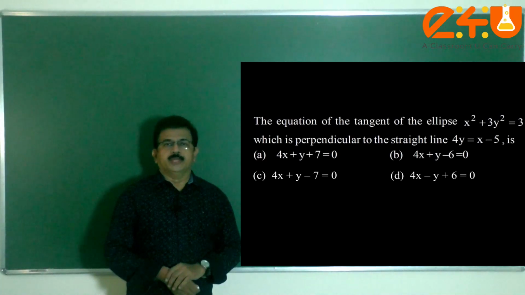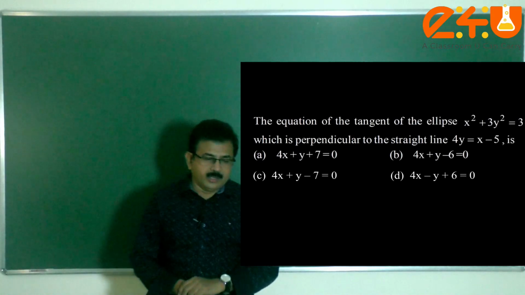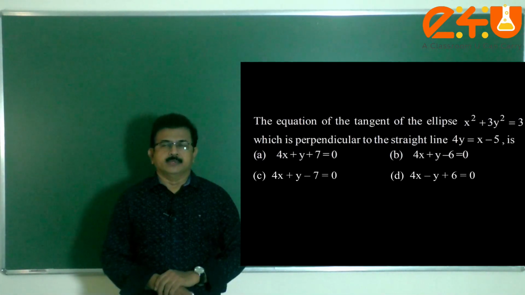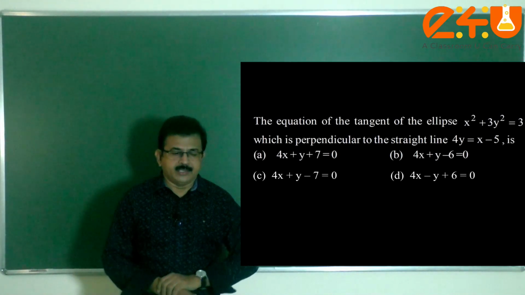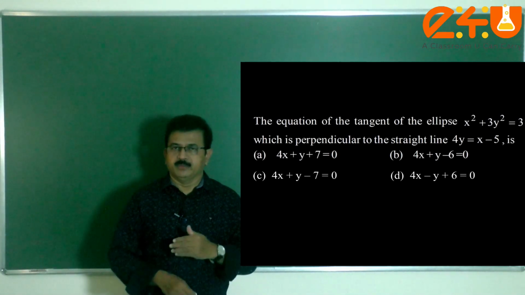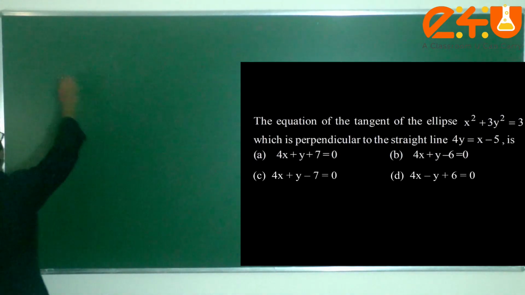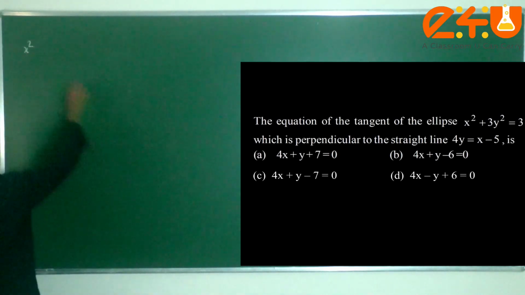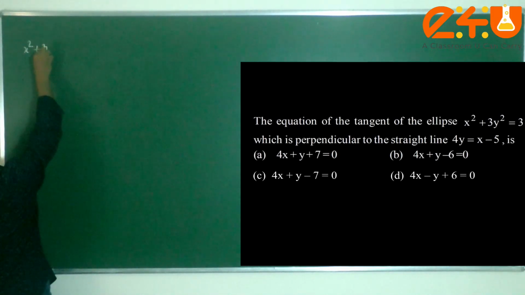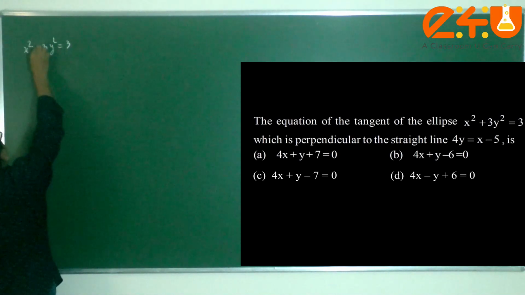The question given to you is: find the equation of the tangent of the ellipse x squared plus 3y squared equal to 3, which is perpendicular to the straight line 4y equal to x minus 5. There are four options. The equation of the ellipse is x squared plus 3y squared equal to 3.